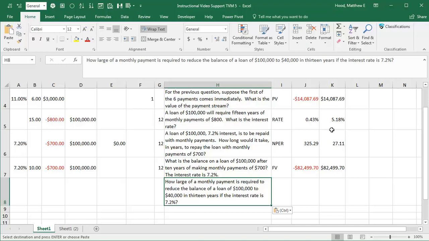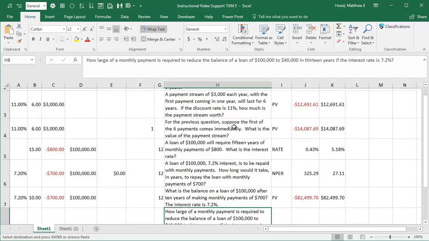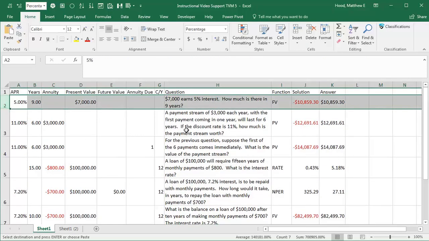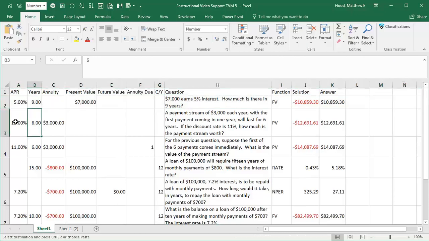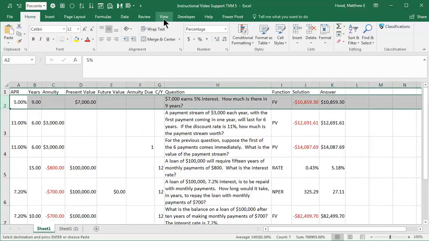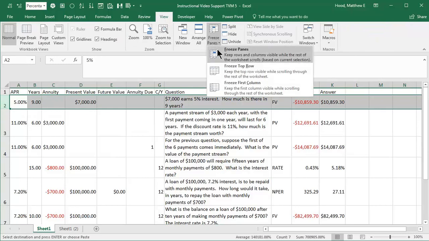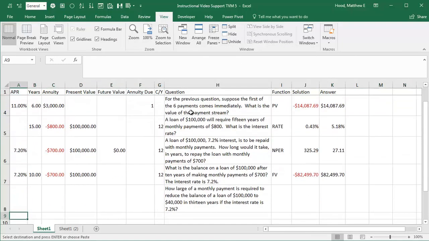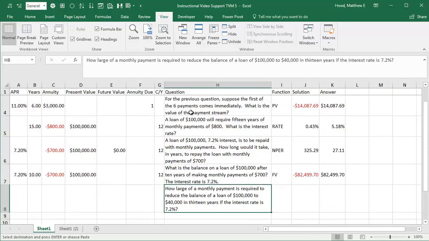If you look up above, you will note that the only one we haven't used is payment. Actually, to make it so that I can see this top line, no matter how far I scroll, I'm going to go right below the top line and go to View, Freeze Panes. Now, no matter how far down I go, I get that top line. So you can see what I'm working with. Okay, monthly payments. So still got 12 there.